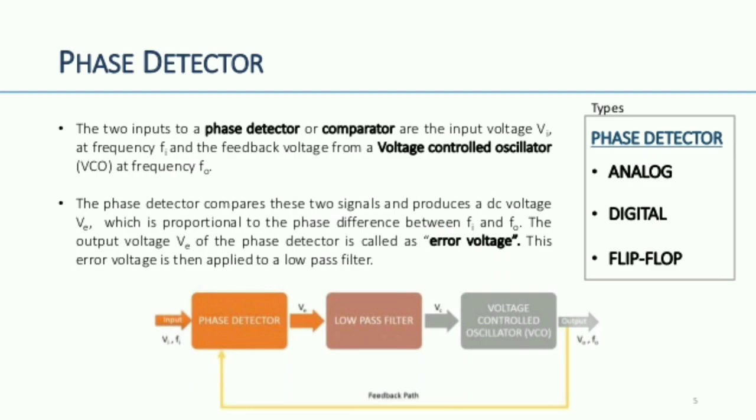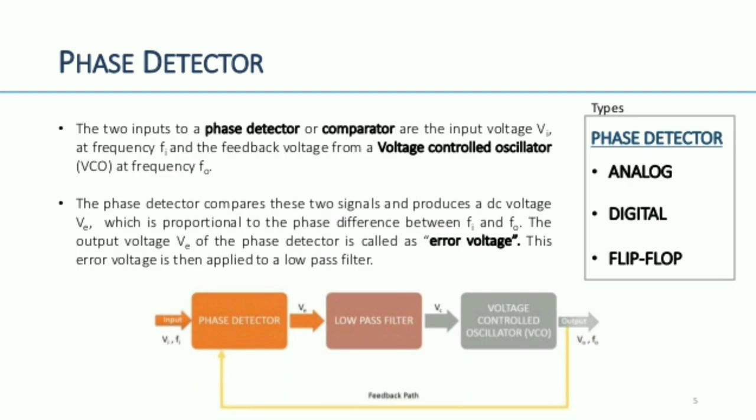The phase detector consists of two inputs, or it may also be constructed using comparators. The two inputs are the input voltage Vi at the input frequency Fi, and the feedback voltage from the voltage controlled oscillator, V0, at the output frequency F0. That is the phase detector.